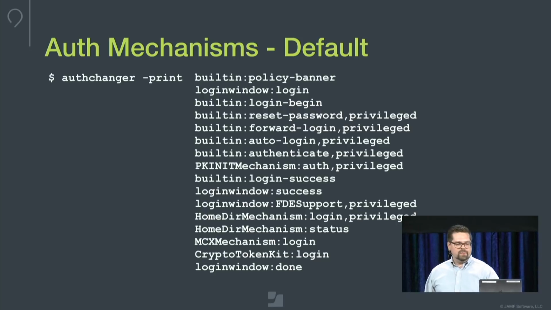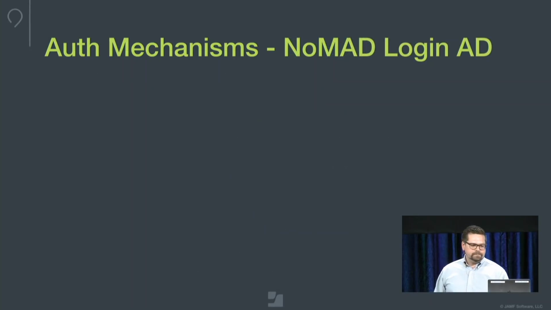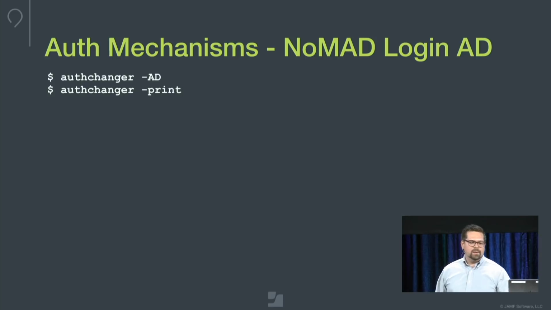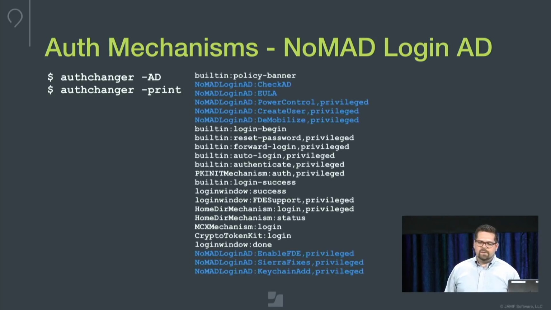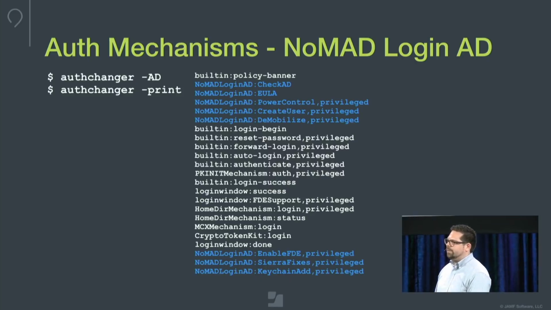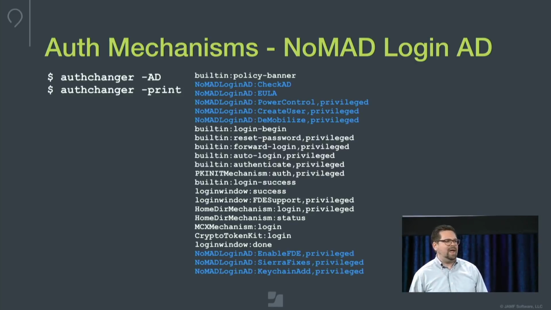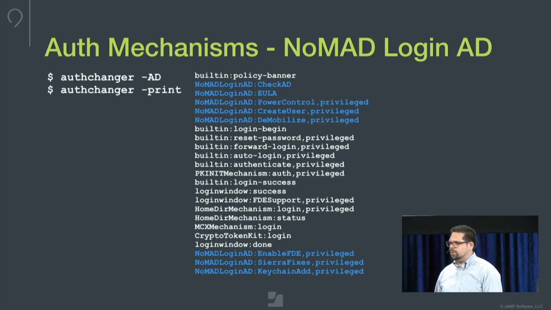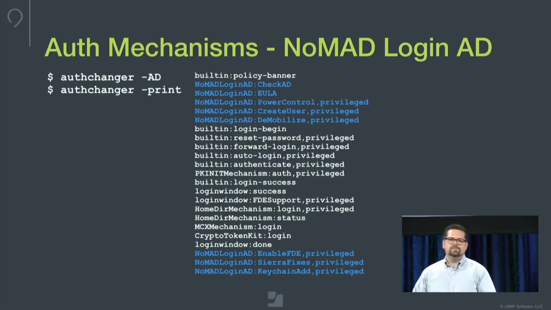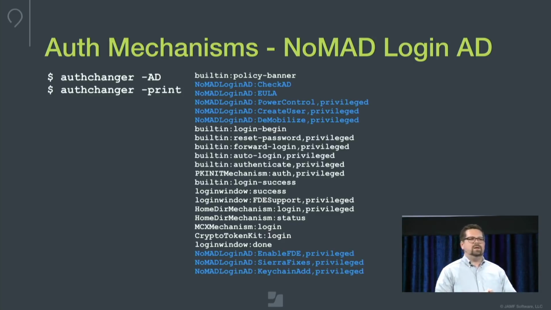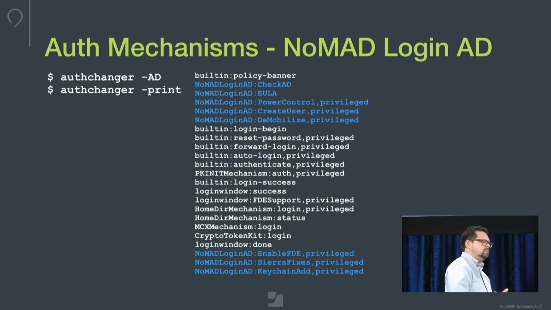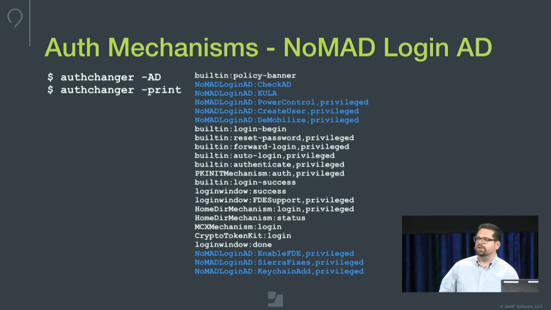Now, if we ran authchanger -AD, and then authchanger -print to add those mechanisms in, instead we would see these new mechanisms added. Everything in blue is what NoMAD Login AD adds. And so you can see these are all the cool tricks that NoMAD Login gives us. Check AD: you are checking and authenticating against AD. You can put up another policy banner. You can do things like demobilize your mobile accounts.